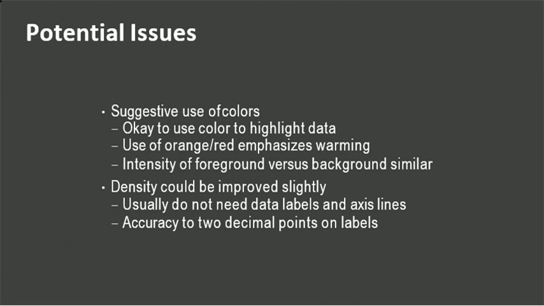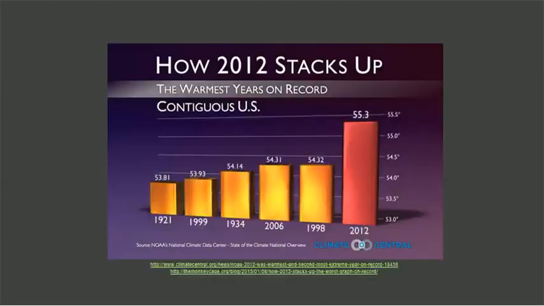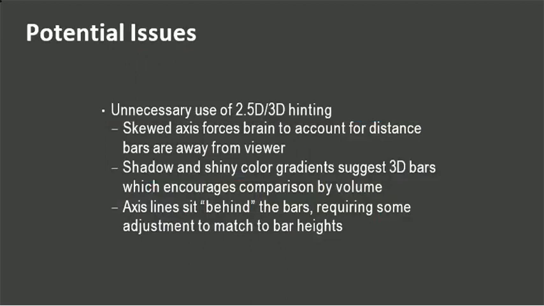Also the accuracy on the labels is 2 decimal points, whereas on the x-axis or y-axis the accuracy is less. The label says 54.32, but on the y-axis it is 55.0. So what kind of accuracy are we trying to provide in our visualization? These are some of the problems in our visualization.